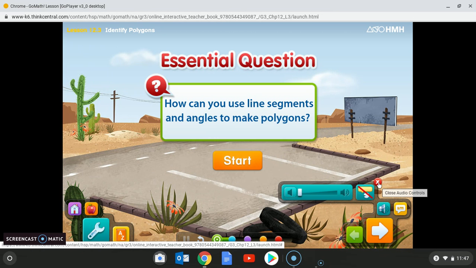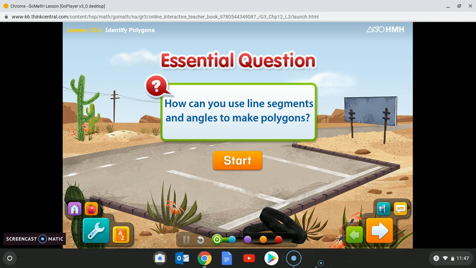We've been talking about third grade geometry, which includes lines and line segments and angles and right angles. So today we're going to be continuing those conversations and how we can actually make polygons using line segments and angles, okay? So let's begin.